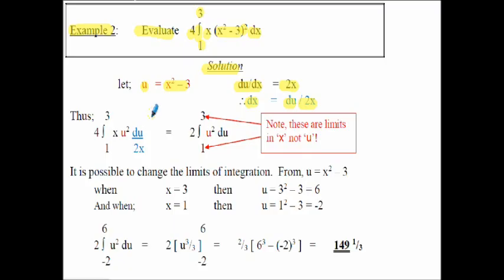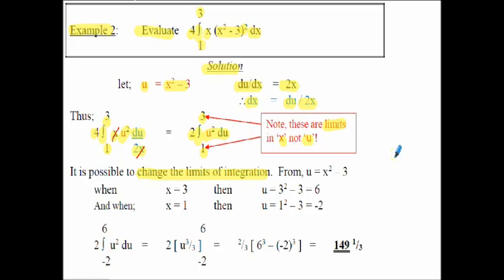If we now substitute in the original equation for x and dx, we have 4 multiplied by the integral of x multiplied by u squared, the bracket squared, and that's multiplied by the dx, which is now du divided by 2x, between limits of 1 and 3. Notice the x on the top line cancels with the x on the bottom line, so the whole integral simplifies now to 2 multiplied by the integral of u squared with respect to u between limits of 1 and 3. But the problem here is that the limits are in x and not u. So we cannot solve the integral in terms of u and impose the limits of 1 and 3 because we get the wrong answer. So what we could do here is change the limits of the integration.